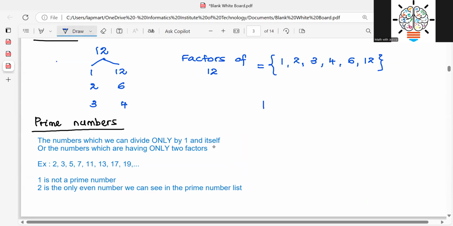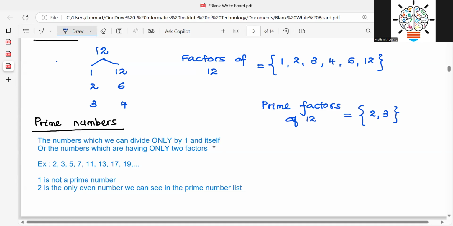So then here, if they ask me to write the prime factors of 12, how do I write? Prime factors of 12, right? Now, earlier I wrote the factors of 12: 1, 2, 3, 4, 6, 12. And what are the prime factors out of those factors? What are the prime numbers I can see? Only 2 and 3, right?